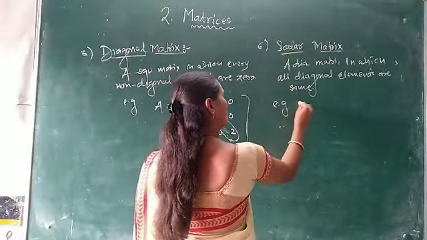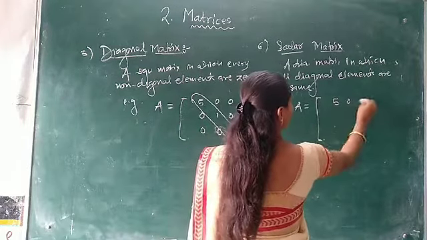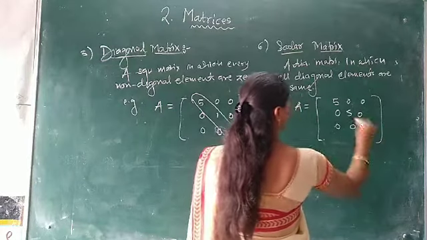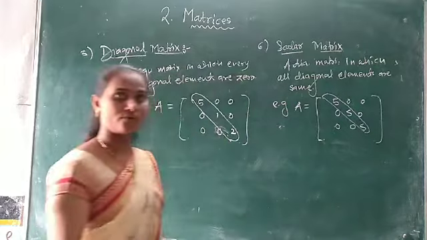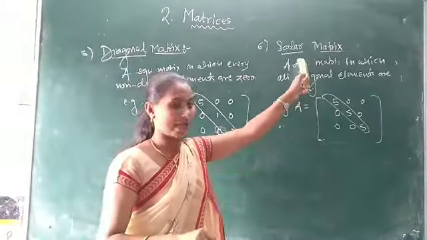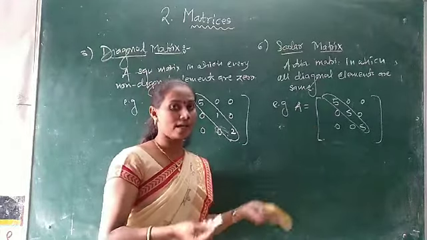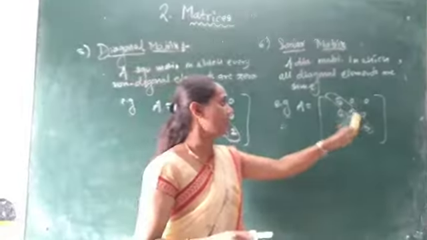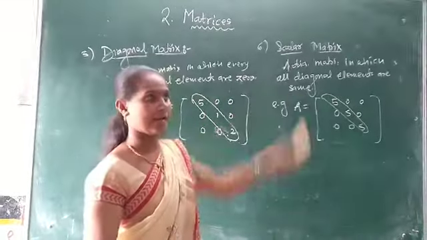For example, A is equal to 5, 0, 0, 0, 5, 0, 0, 0, 5. Here all diagonal elements are 5. First of all, a scalar matrix is a diagonal matrix, so the elements above and below the diagonal must be 0, and the diagonal elements are the same. Then the matrix is said to be a scalar matrix.